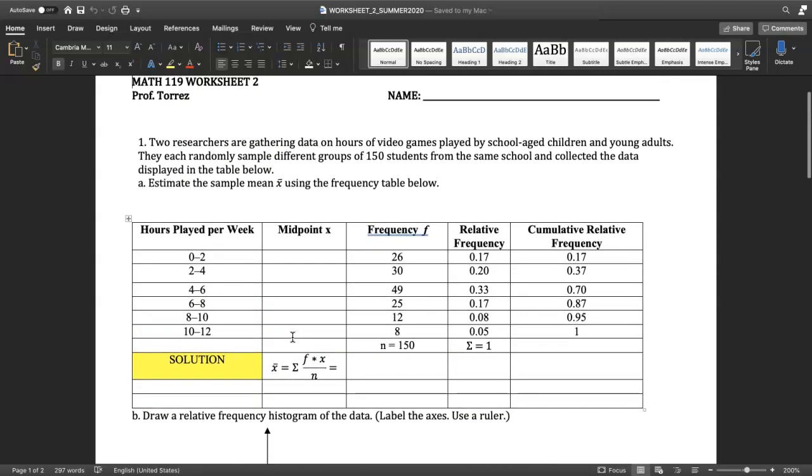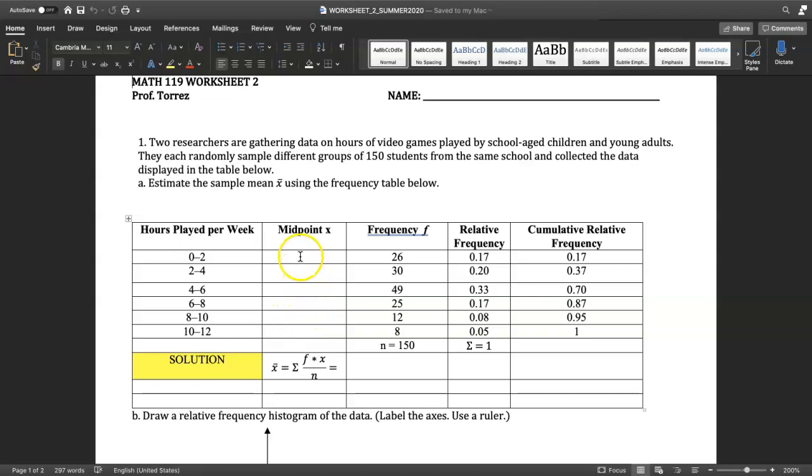But first, I want to solve and calculate the sample mean for this frequency table. The frequency table is a summary of the data. It's not all of the data explicitly listed. It's simply a description by frequency table, as it's called, where we denote categories or classes. We list the frequencies, the relative frequencies, the cumulative relative frequencies for each of the classes.